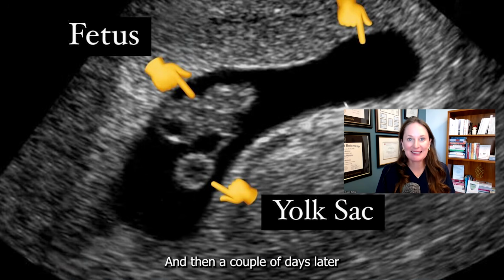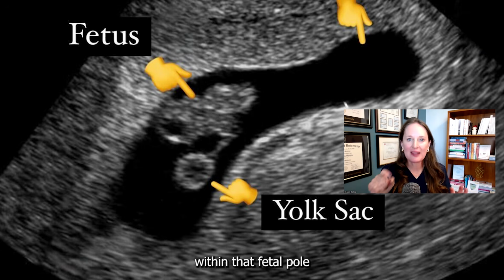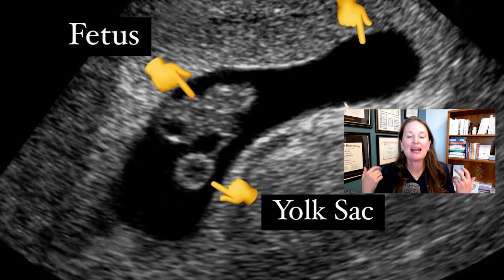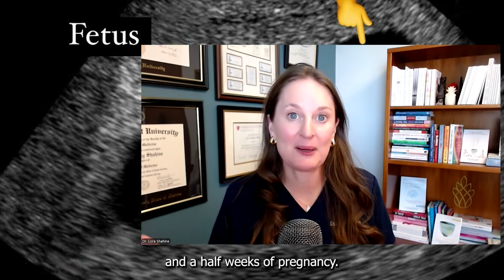And then a couple of days later, you see a heartbeat, a little flicker of a heartbeat within that fetal pole next to the yolk sac, within the gestational sac. That happens at about 6.5 weeks of pregnancy.